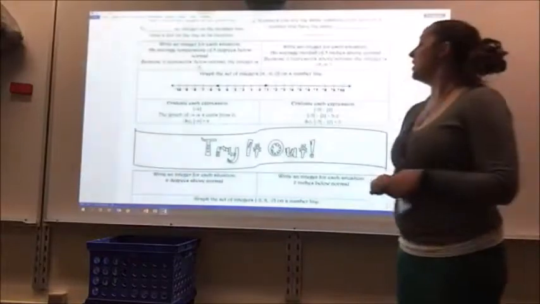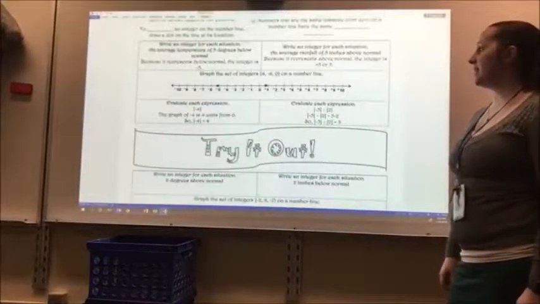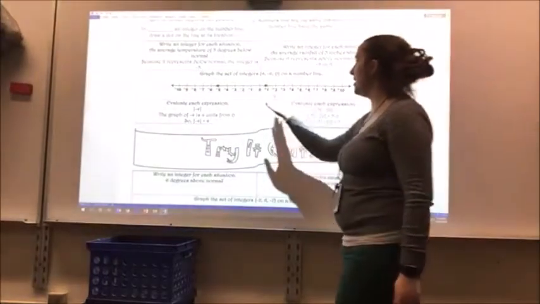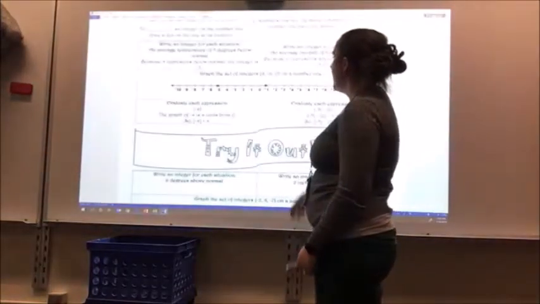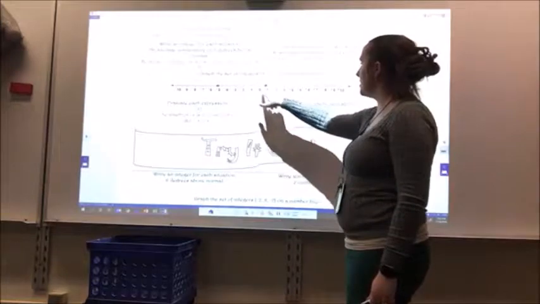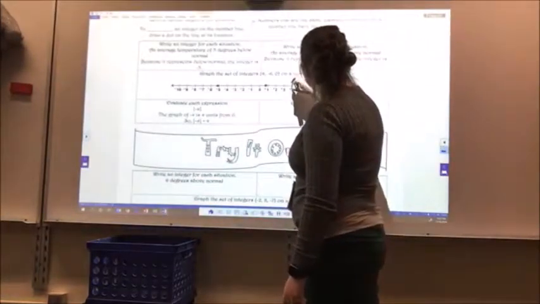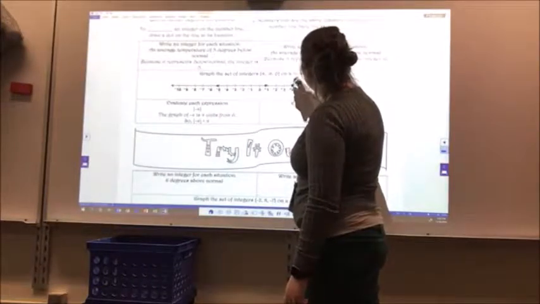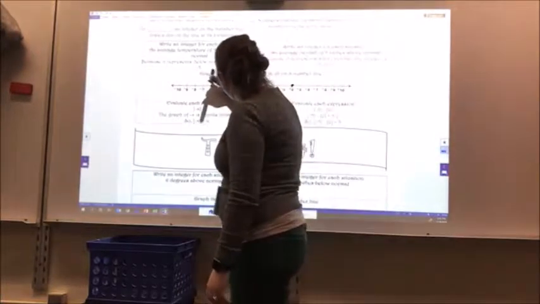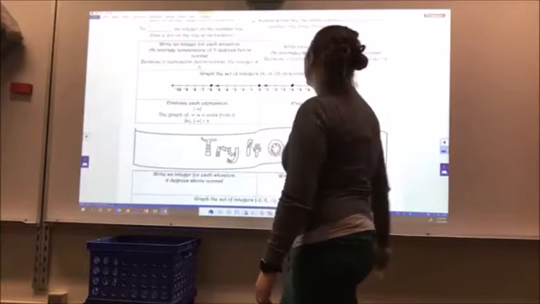Okay. Next one I have is graph the set of integers 4, -6, and 0 on a number line. So I go ahead and I find, here's my number line, okay? And then I find 4. So I start at 0 and I go to 4. And I put a dot at 4. Okay. For -6, I go to -6, put a dot at -6. And 0, I put a dot at 0.